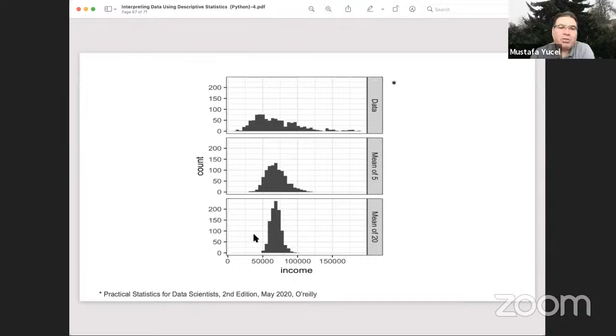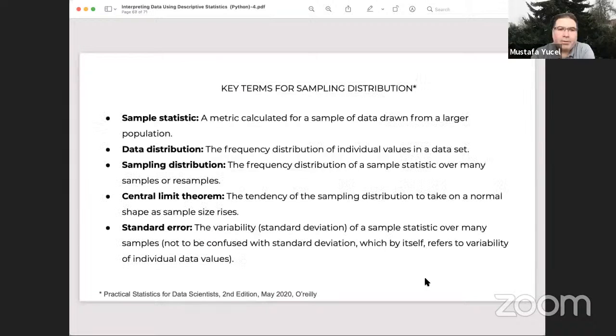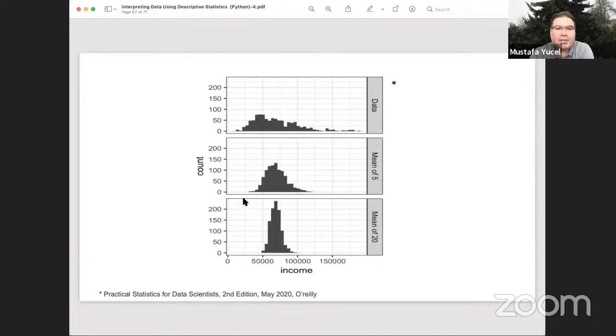This is another sampling distribution with bigger sample sizes. Here sample sizes are smaller, here sample sizes are bigger. When you go to bigger sample sizes, the graph becomes steeper, and the clustering becomes more visible. This gives you a more robust estimation for the real data points, real individuals. Central limit theorem: the tendency of the sampling distribution to take a normal shape as sample size rises. When you take samples and sample sizes become bigger, this graph becomes steeper and more robust. It is something like that.